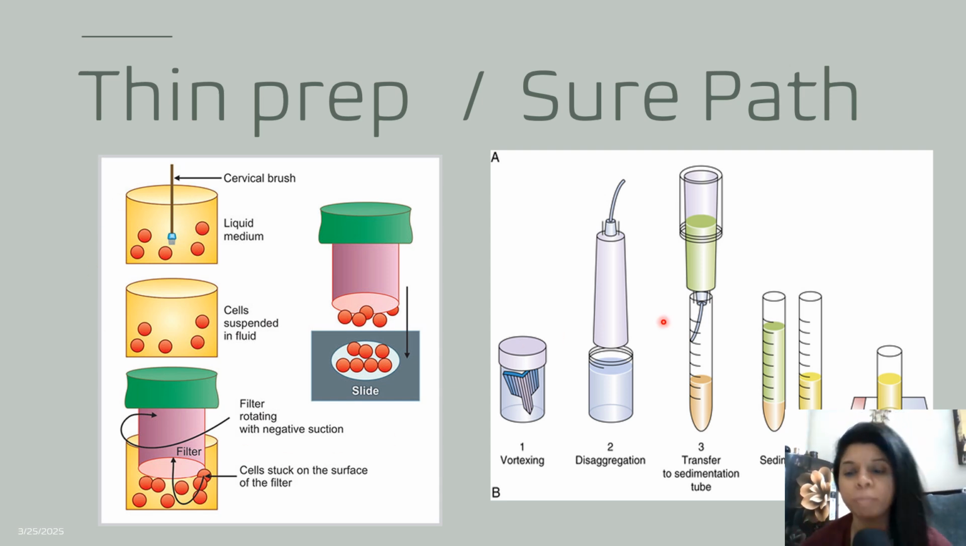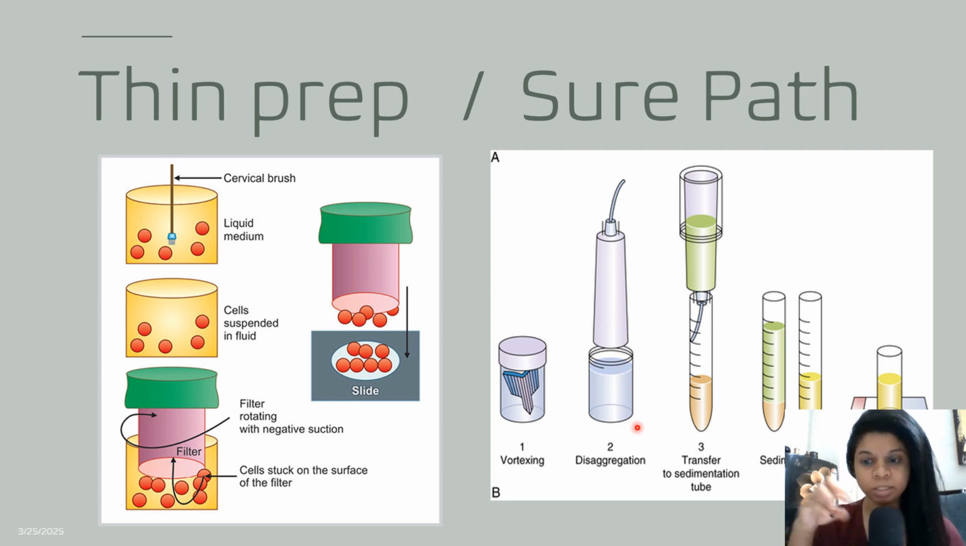Next, in the SurePath method, firstly, vortexing is done. That is, the brush which is put inside is centrifuged first properly so that the cells get dispersed, and then disaggregation is done. Disaggregation: if there are clumps still present after the vortexing, we use a disaggregator and release the clumps so that there is homogeneous cell dispersion.